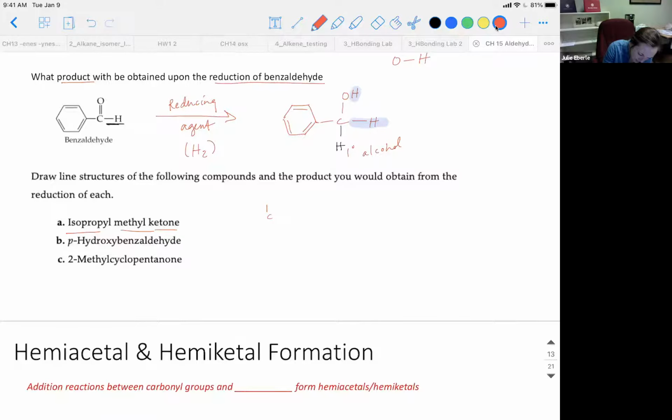So I know I have my carbonyl carbon. On one side, I have an isopropyl group. On the other side, I have a methyl group. It doesn't matter which side, as long as the ketone's in the middle, correct? Correct. So I'm just going to draw the isopropyl group off here, and the methyl group off there. So that is isopropyl methyl ketone. That's the line structure. You can draw it out more in the Lewis structure form if that helps you. And now we are going to reduce this.